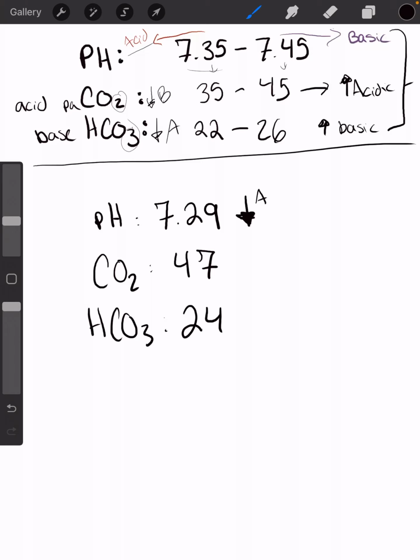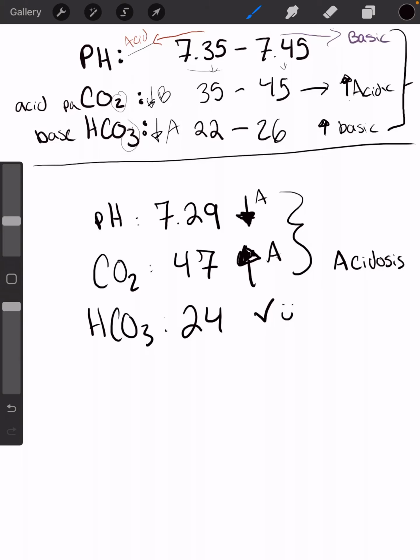CO2, is that normal? So let's look at our cheat sheet. Nope, it's high. And what did we draw out? High, acidic. Bicarb is 24, is that normal? Yep, that's normal. So looking at this, we know we have acidosis, right? Because our pH is low. Now, is it respiratory or metabolic?